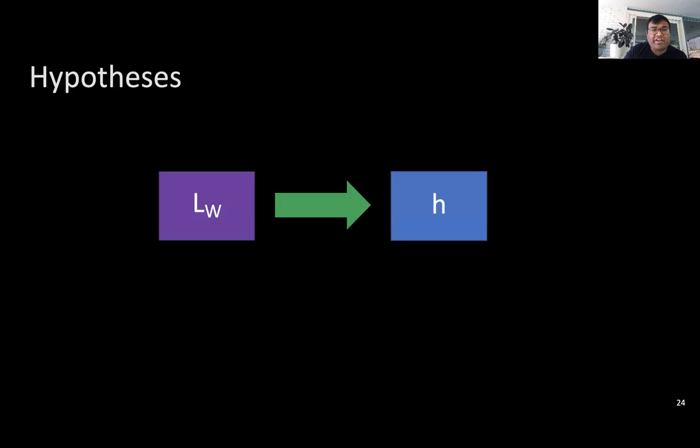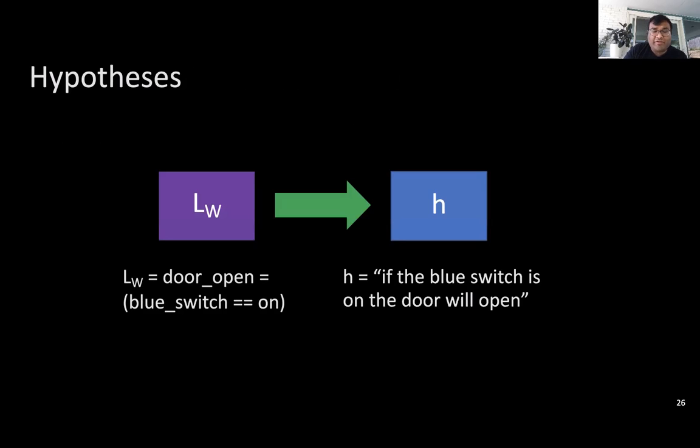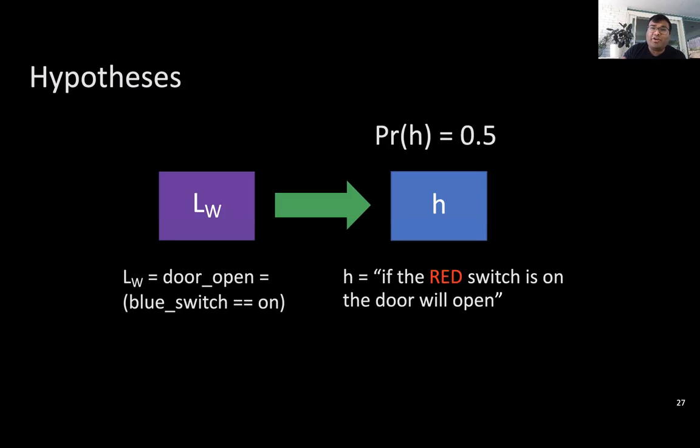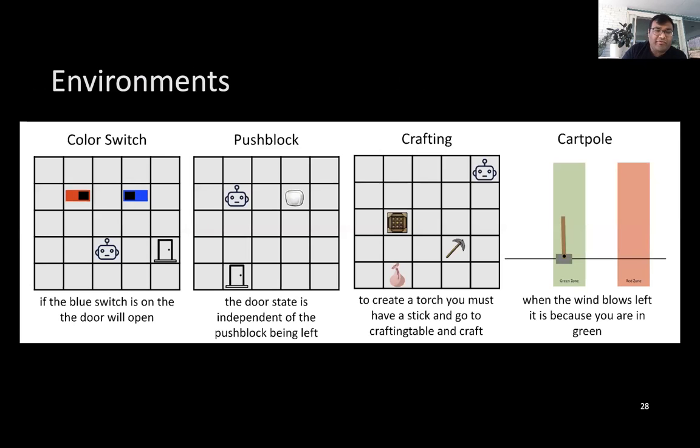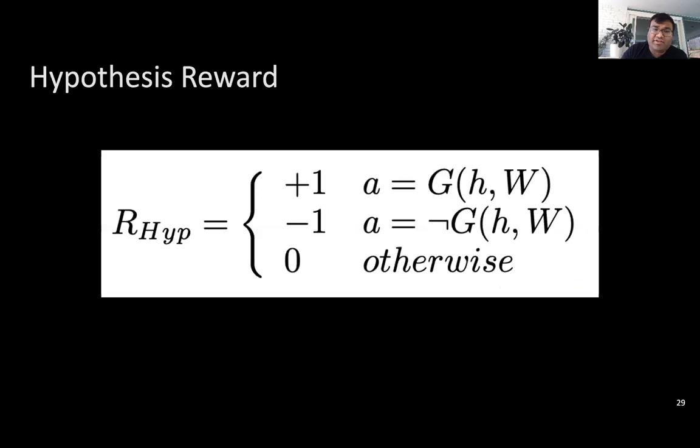Now for generating hypotheses, given the rules of the world, we generate the hypotheses from those rules. And we are going to ensure that the hypothesis has a 0.5 probability of being true. So we have both positive and negative hypotheses. Specifically, we are going to look into 4 different environments. The first is the color switch environment, which I just talked about. The second one is push block, where you push a block to open or close the door. Then the crafting environment, and the cart pole, which is a more continuous action environment.